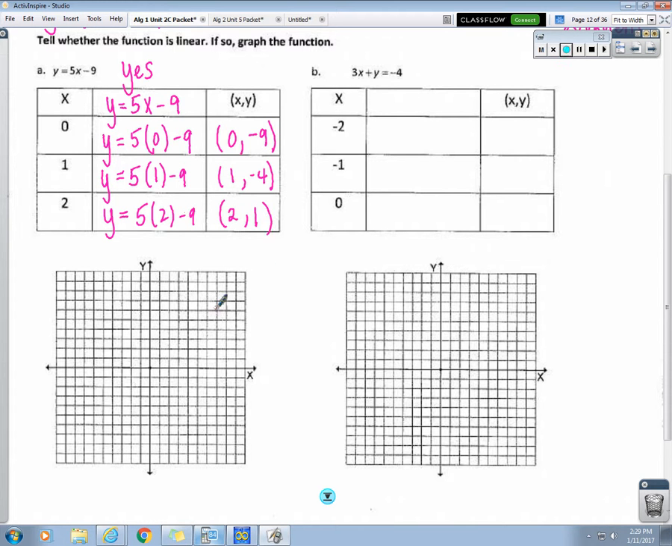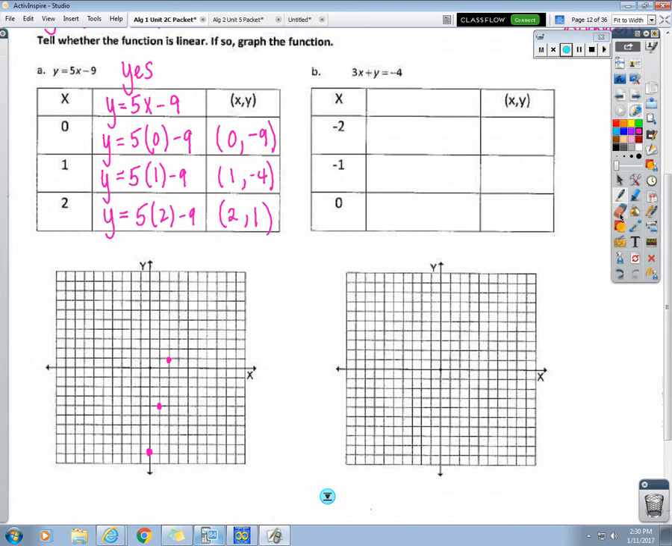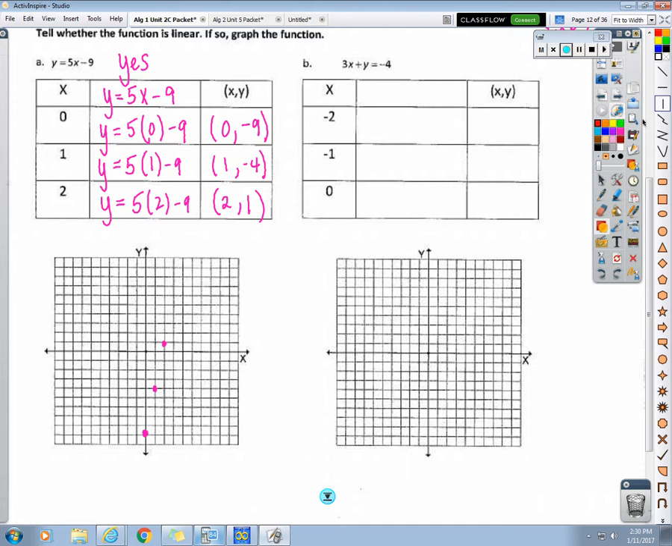So what you've created here is 3 points that you can plot. 0, negative 9 is just down 9. That's your y-intercept. 1, negative 4 is just right 1, down 4. And 2, positive 1 is right 2, up 1. You have your 3 points. You can now connect them, and you are done. I want you to try the second example.